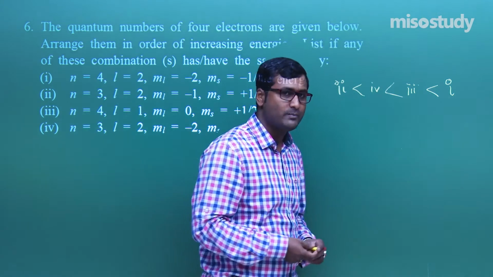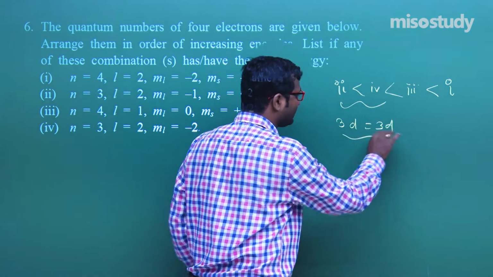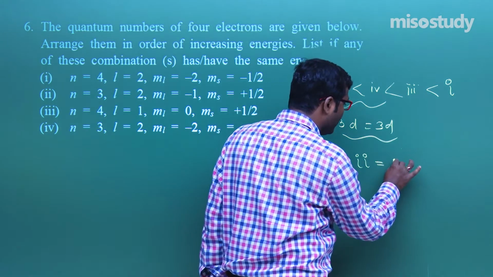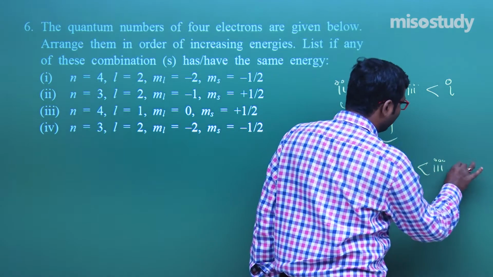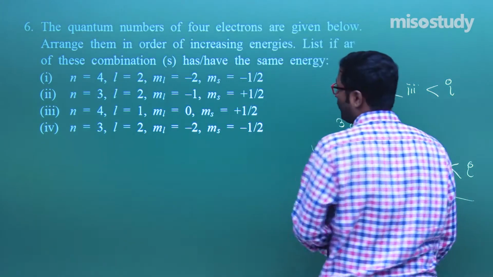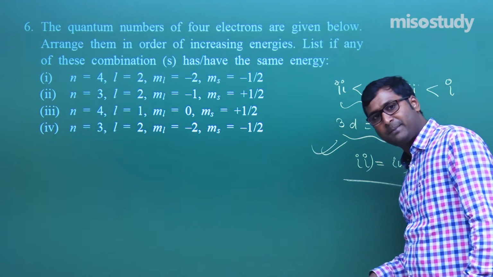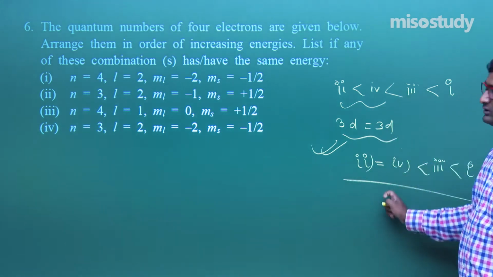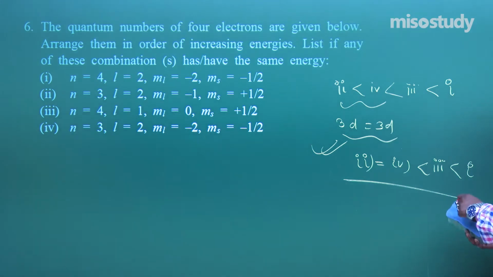But one more thing I am going to mention here: if I talk about 3D and 3D, not considering the number of electrons, then you can also say 2 may be equal to 4 in energies, then 3 and then 1. This is also true. Clear to you? If I consider the number of electrons also, then slightly less. So this one is also true. Now I am going to rub this part and we'll discuss the next one.